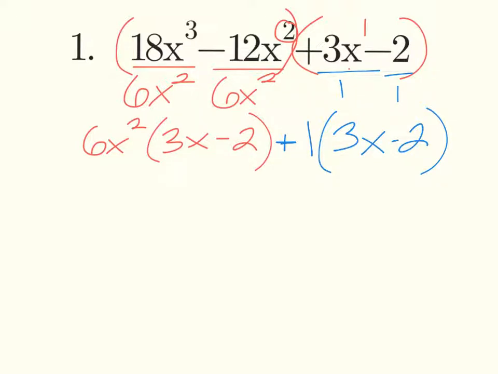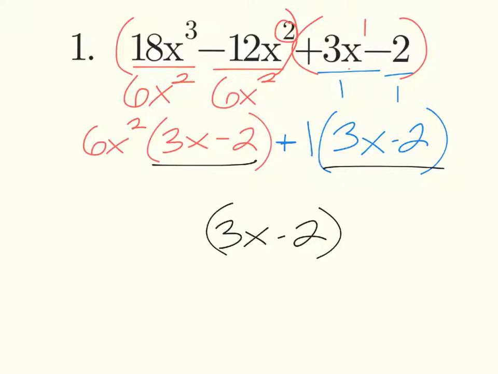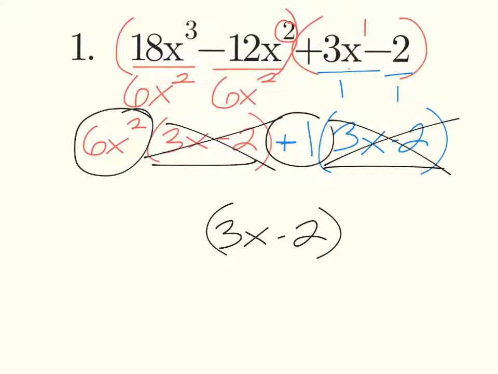Notice how this and this are the same, okay? What I'm going to do is rearrange this. That is going to be one of my factors for the problem here. So I'm going to put 3x minus 2 in parentheses, okay? I've used that up. Notice what's left. 6x squared and a positive 1. I'm going to do in another set of parentheses 6x squared plus 1. Okay, and there's my factors.